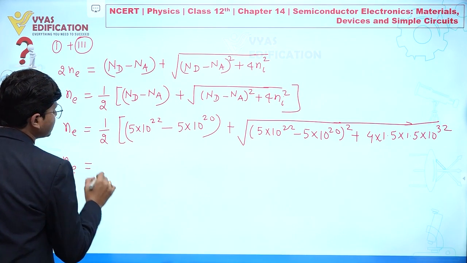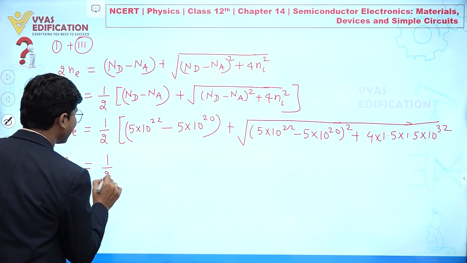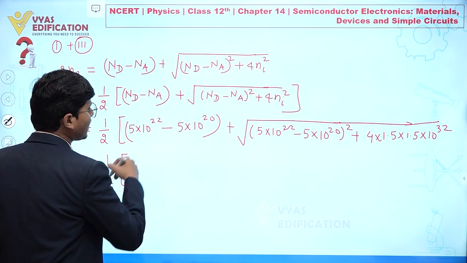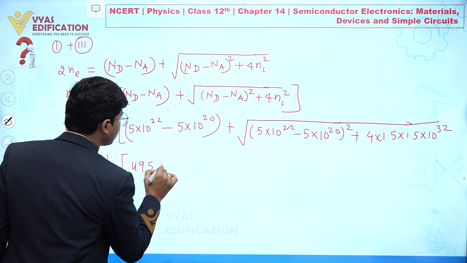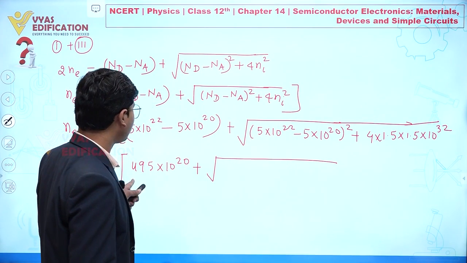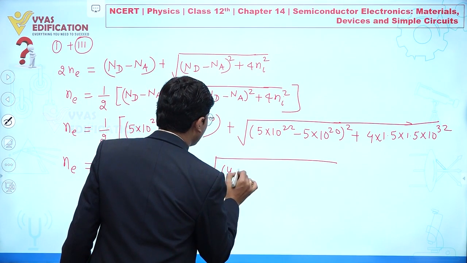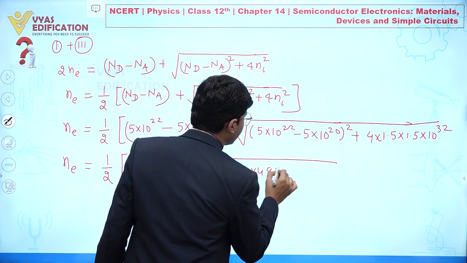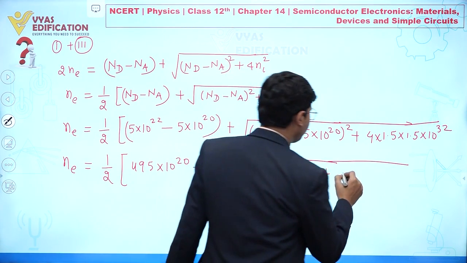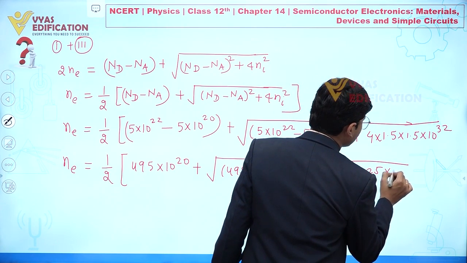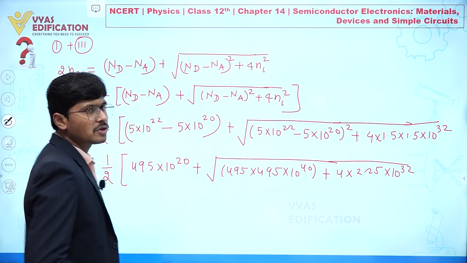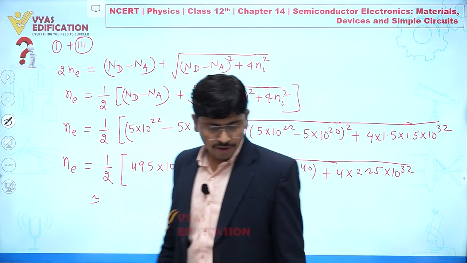So definitely we can solve it. It's not an easy calculation, but we can make it easy. If we take 10 to the power 20 common, we have 500 minus 5, so 495 into 10 to the power 20 plus the square root of 495 into 495 into 10 to the power 40 plus, clear? Now you can multiply 4 into 2.25 into 10 to the power 32. Definitely you need a calculator for this type of calculation. Directly I am telling you, approximately you will get the value 4.95.